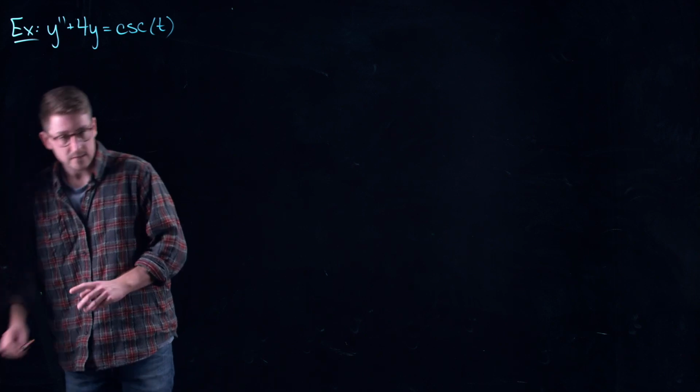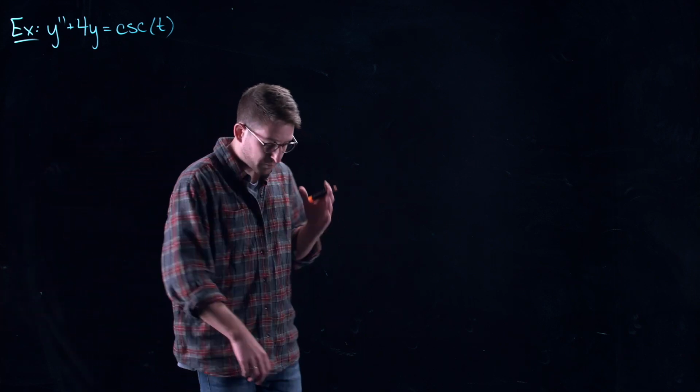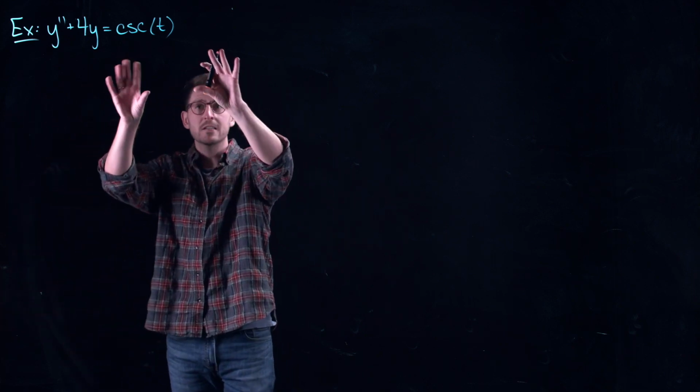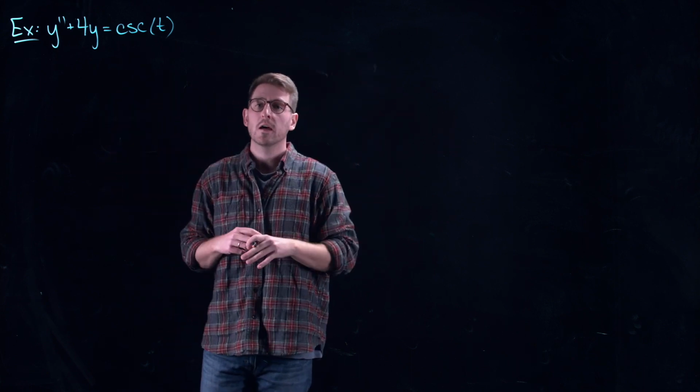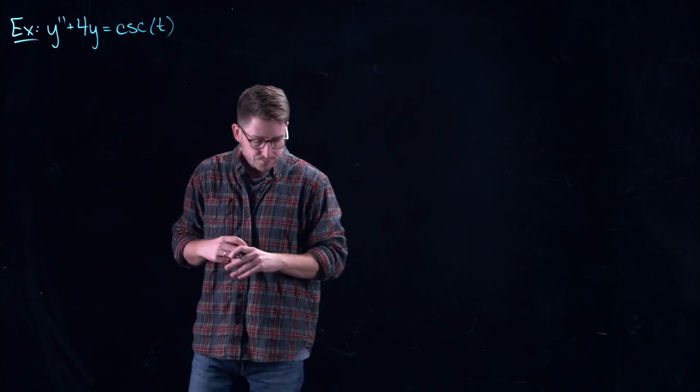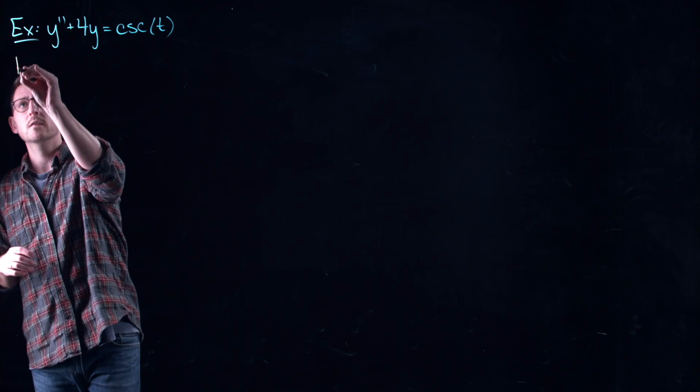And there certainly is. This is known as the method of the variation of parameters. So I'm going to step through with this example, and then we'll show the general method at the end here. But let's start with this.